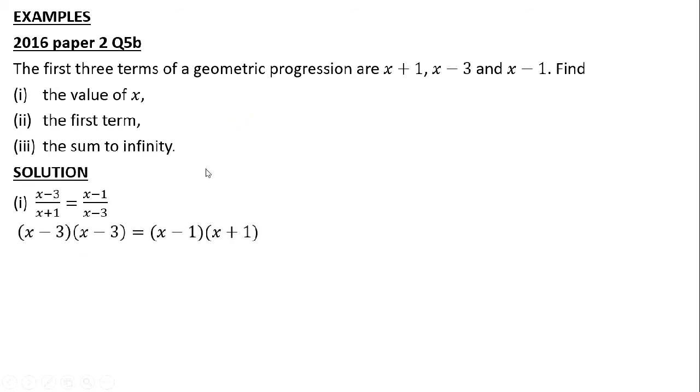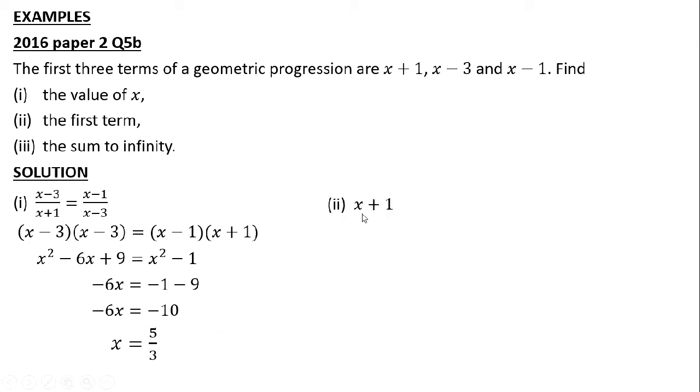Expand. x squared minus 6x plus 9 is equal to x squared minus 1. Group the like terms together. x squared and x squared will give us a 0. Move the positive 9 to the left, it will become a negative. Negative 1 minus 9 is equal to negative 10. To find the value of x, divide both sides by negative 6. Our x is equal to 5 over 3.